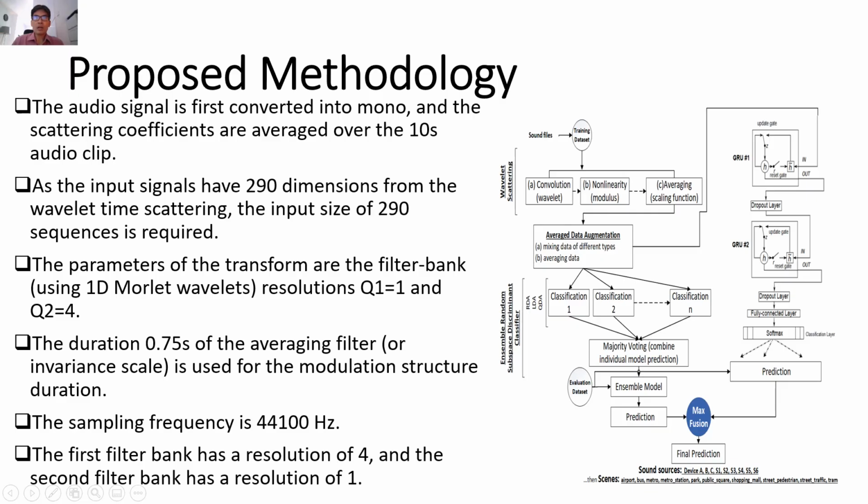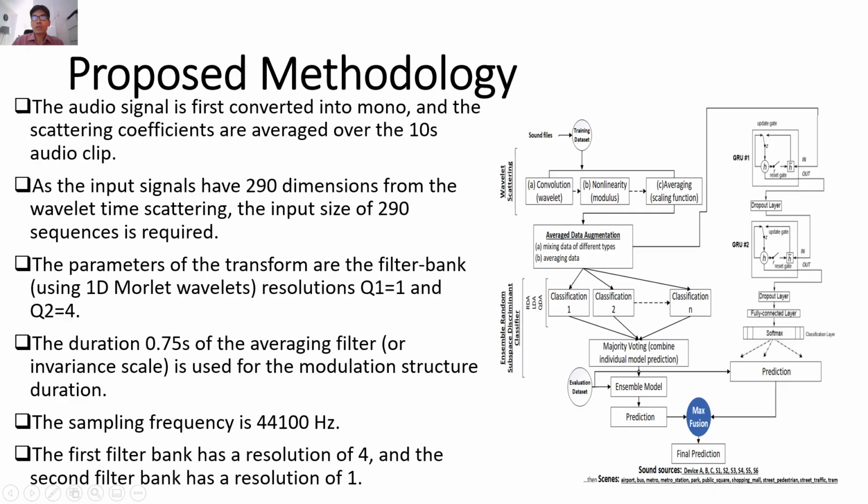So this is the sound file, and the input signal has 290 dimensions from the wavelet scattering, and the input size is of course 290 sequence is required. The parameters of the wavelet transform are the filter banks using 1D Morlet wavelets. Resolutions Q1 is 1 and Q2 is 4. The duration of these wavelets, as shown here, is 0.75 seconds of the averaging filters, and is used for the modulation structure durations, and the sampling frequency is 44,100 Hz. And we have 2 filters. One filter has a resolution of 4 and the second filter bank has a resolution of 1.